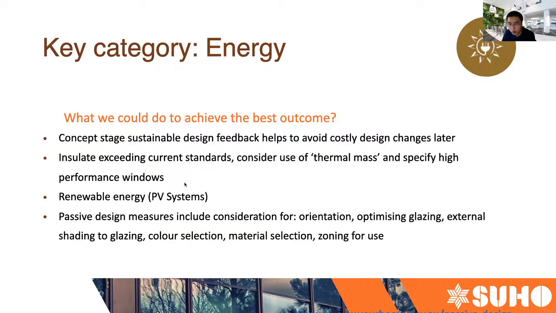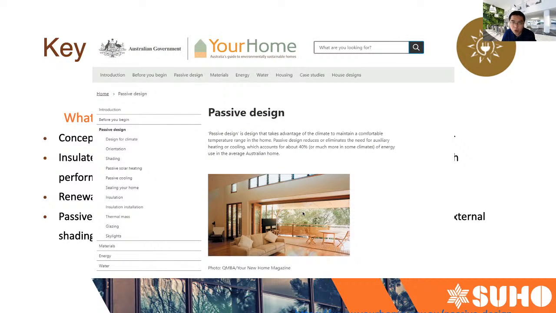And the last but also most important, when you design, please follow passive design measures, which include consideration for orientation, optimizing glazing, external shading to glazing, color selection, material selection, and also the zoning for use. If you are more interested in passive design, you can go to the Your Home website and go through this information. This website is very good and tells all the key points of how we can do passive design, like design for climate and orientation, shading, all this kind of stuff.